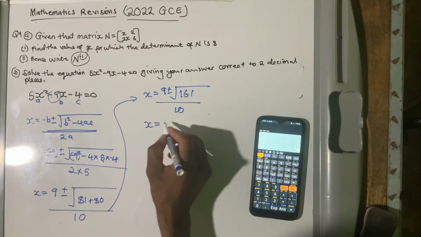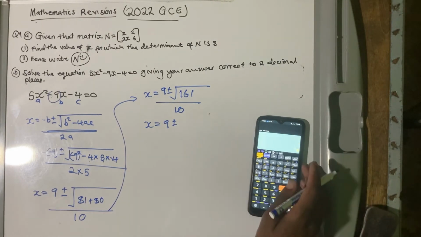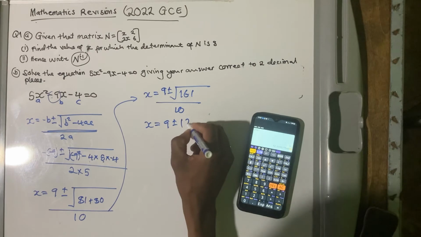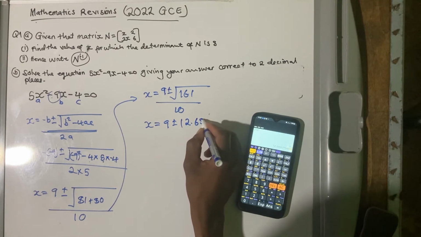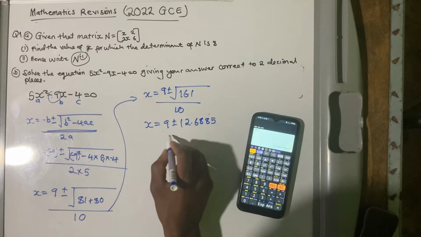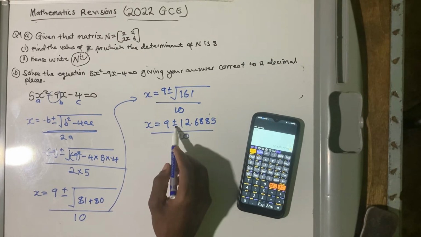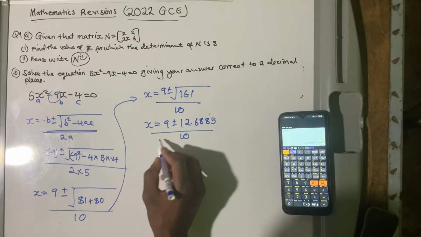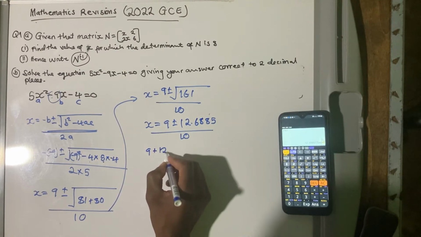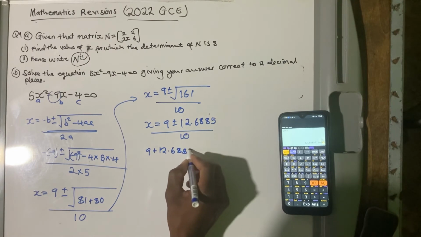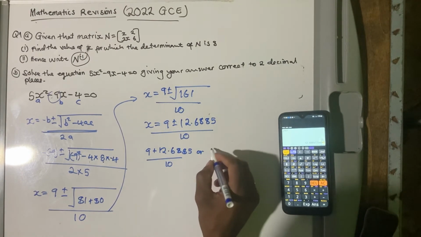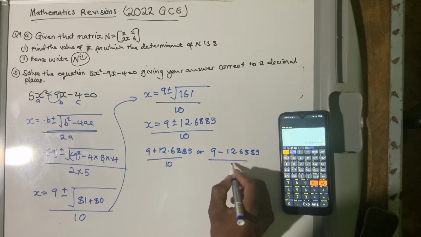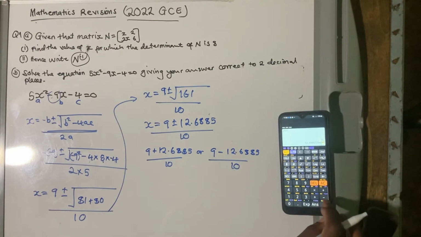So x equals 9 plus or minus the square root of 161, which is 12.6885, over 10. Now we need to separate the plus or minus signs, so we solve them separately. We have 9 plus 12.6885 over 10, or 9 minus 12.6885 over 10.